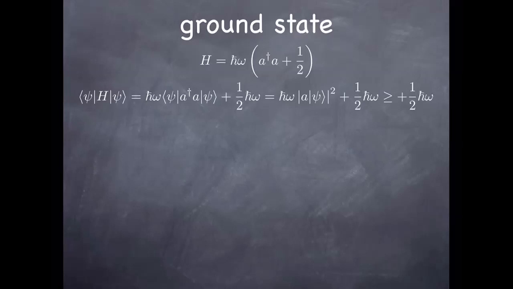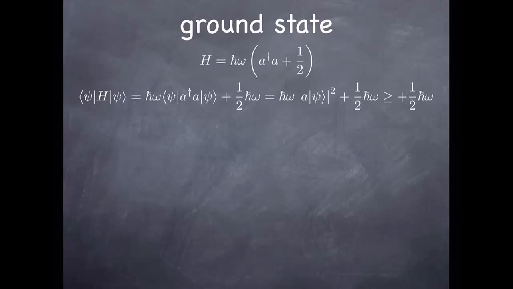a dagger a is sandwiched between the state ket and bra. But this combination is a acting on psi, and the Hermitian conjugate of this a acting on psi is exactly this psi bar with a dagger acting on it. So this whole thing, the a dagger a expectation value, is nothing but the absolute squared, or norm, of the state a acting on psi.